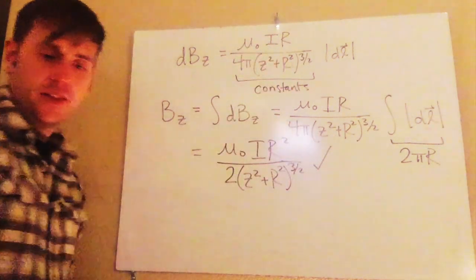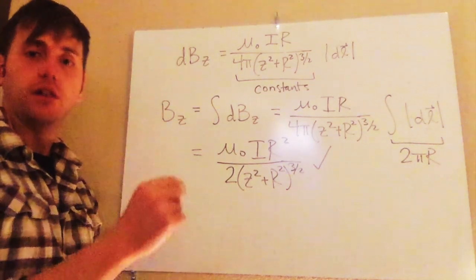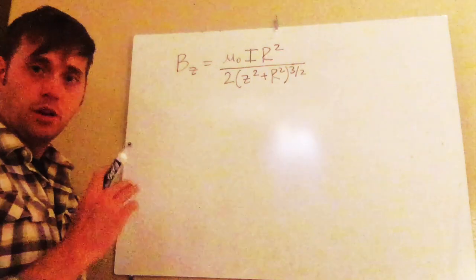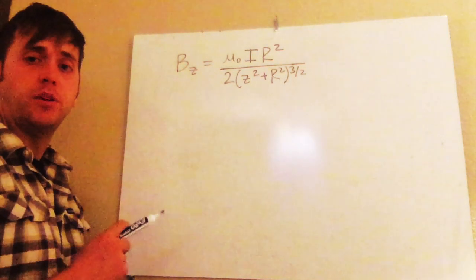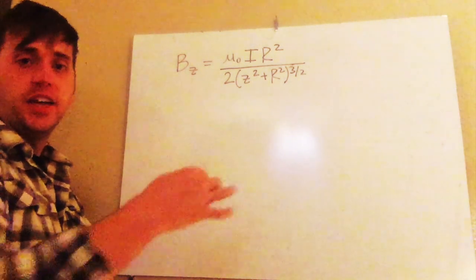Okay, that is our magnetic field for a current loop when we're on the z-axis. So again, x and y components are both 0. The z component, which we just found, is mu naught times I times R squared divided by 2 times R squared plus z squared to the 3/2 power. So I want us to take a closer look at the expression we just derived for the magnetic field due to a current loop on the z-axis.